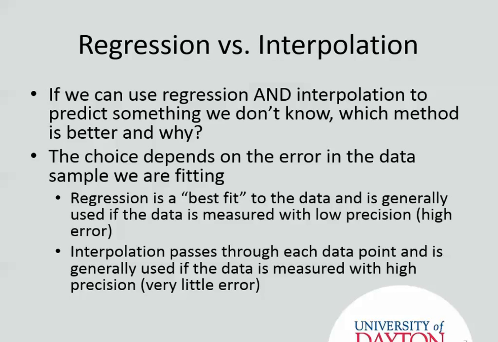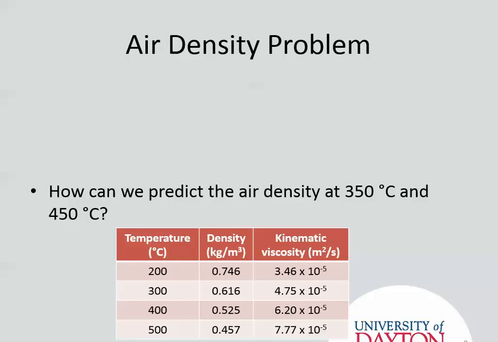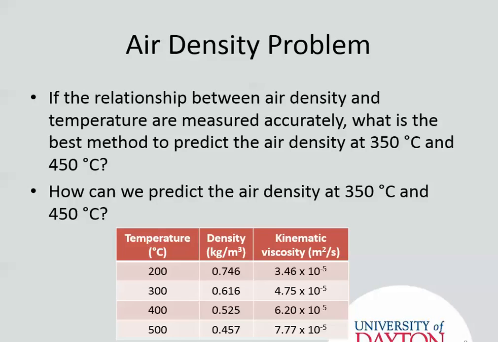So that's just the basic difference between these two methods in terms of what we can use them for and how we can apply them to predict things we don't know. So how can we predict the air density at those two temperatures that we don't have?